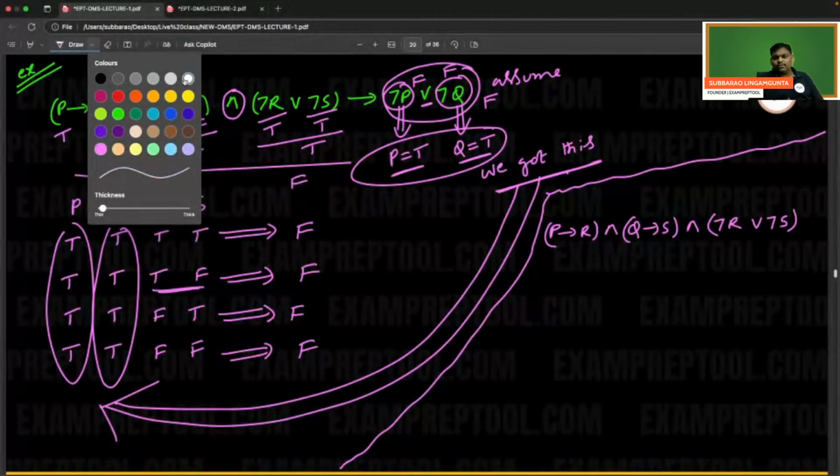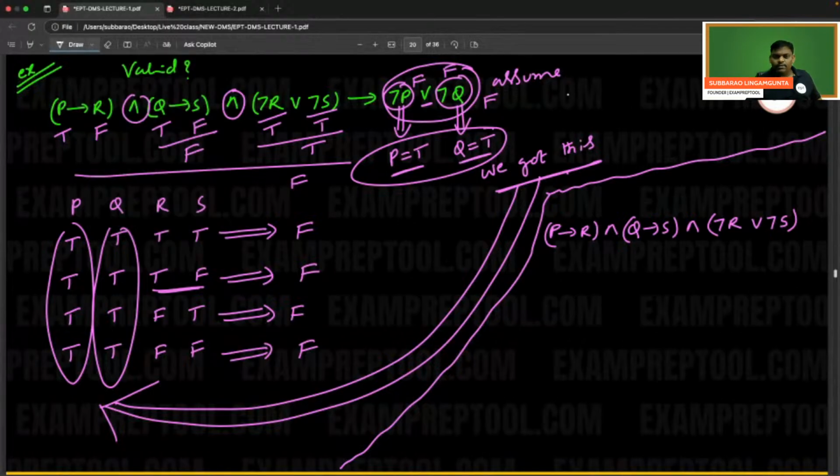Can you try this? Can anyone try this? Using our rules we have to prove. Finally we have to prove this. Using our rules, can you do this? Can you check one time? I will give the answer. Please try yourself using our rules. We have approximately 6 rules.